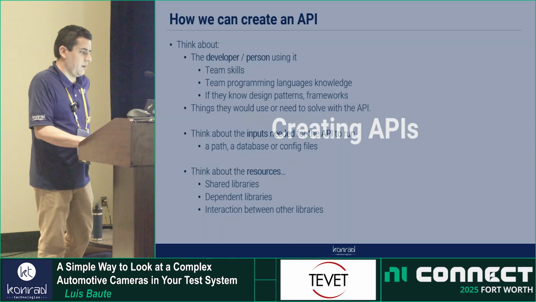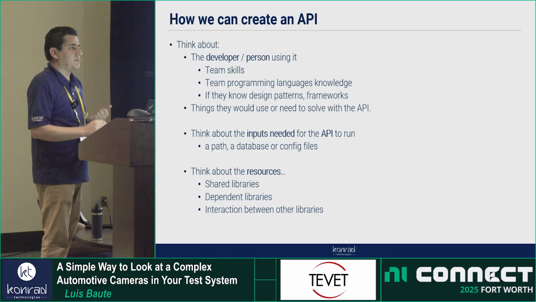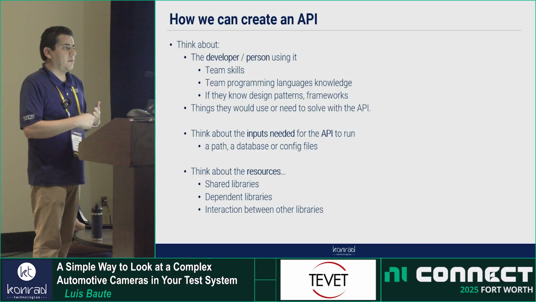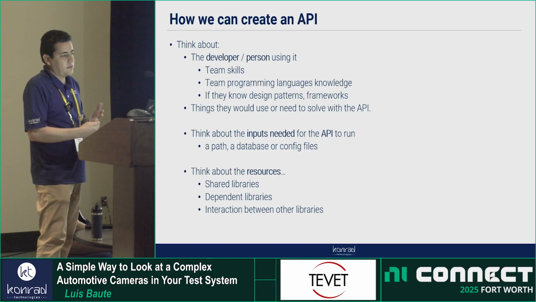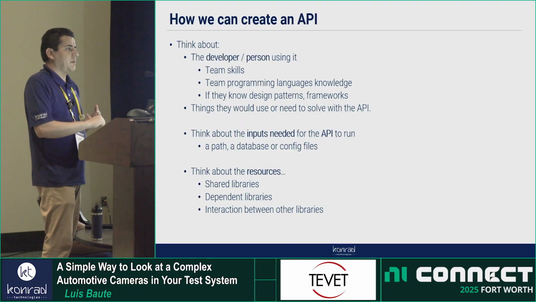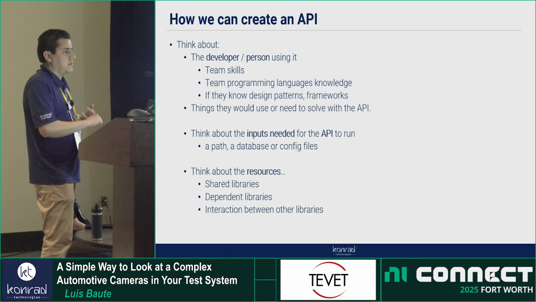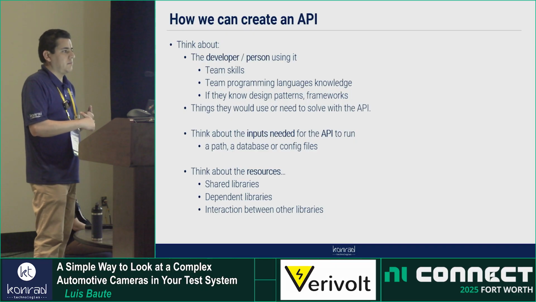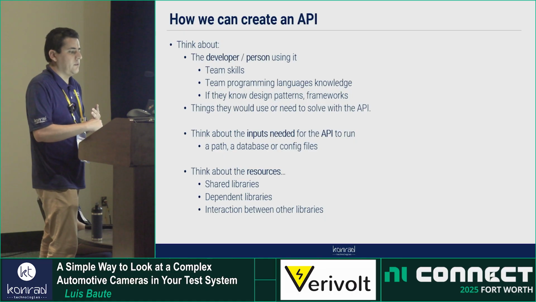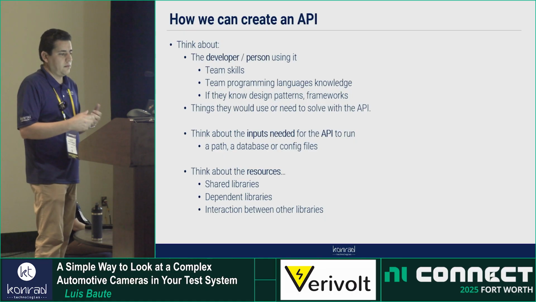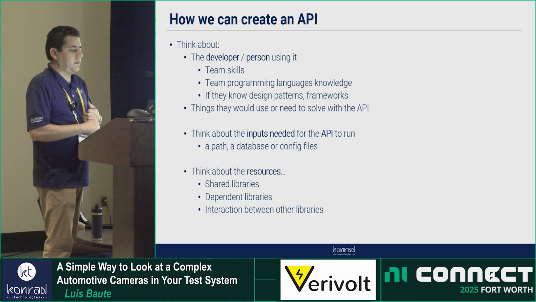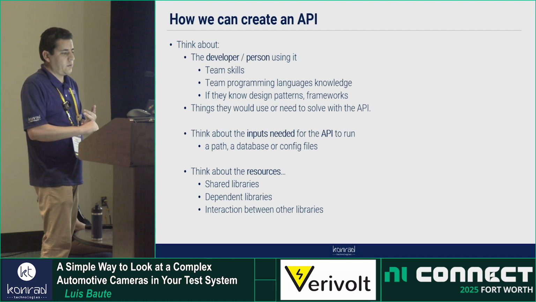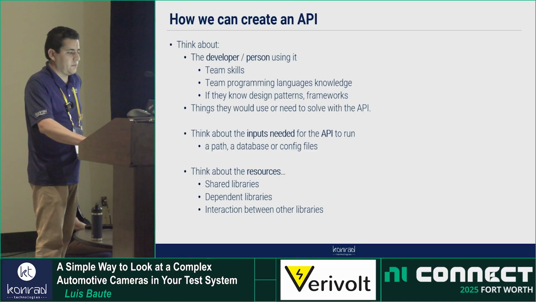So how do we create an API? Things to keep in mind when creating the API would be the developer, the person who is going to be using it, and the skills of your team. If you make it very complex and your team is not knowledgeable about it, then it's probably going to be very hard for them to use or extend. And that's very important. And if they know design patterns, frameworks, something else, that's very good too.